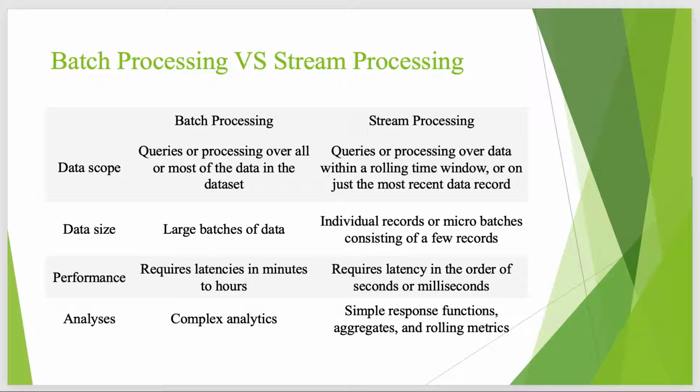There are some differences between batch and stream processing. For the data scope, batch processing is queries or processing over all or most of the data in the dataset. For stream processing, the data scope is queries or processing over data within a rolling time window or on just the most recent data record. The data size of batch processing is large batches of data, but for stream processing, it's individual records or micro batches consisting of a few records.